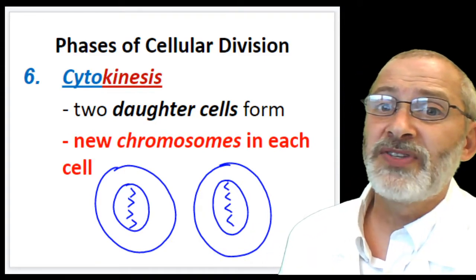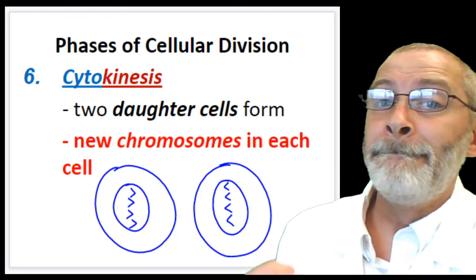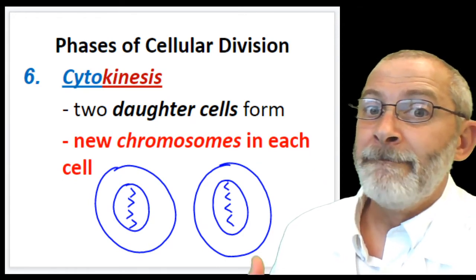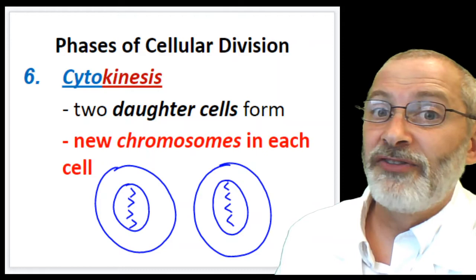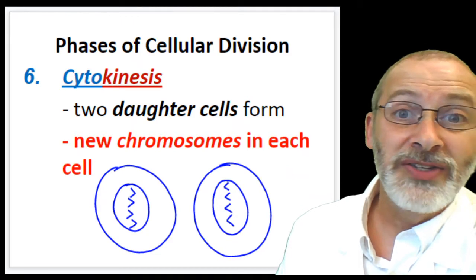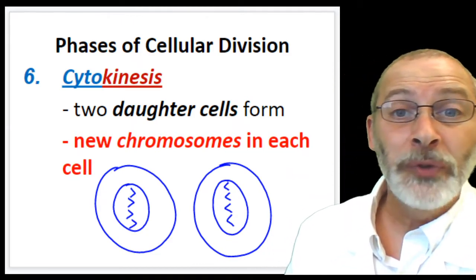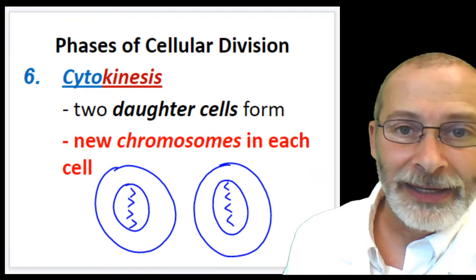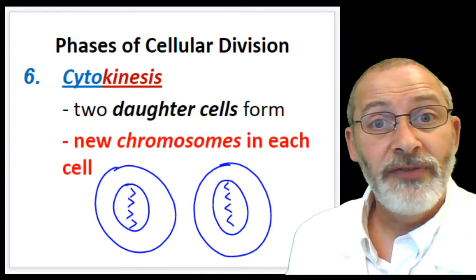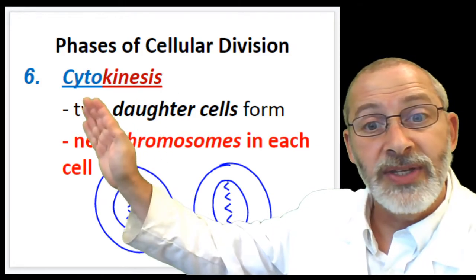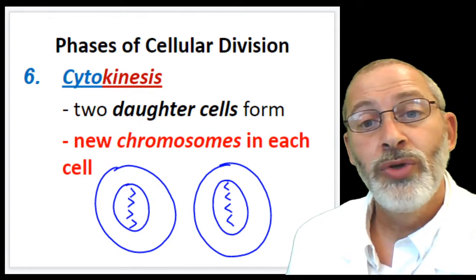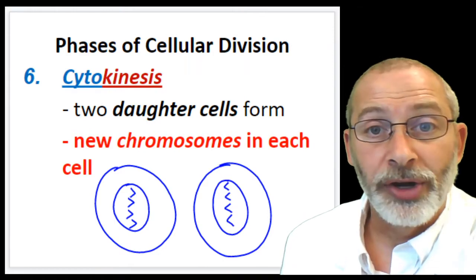The whole purpose of cellular division is to multiply by dividing. Multiply by dividing. Cell division is the only thing in the world where things can multiply in number by dividing in half. And it's through this process of cellular division and the result of cytokinesis where we have two new chromosomes in two new cells called daughter cells.